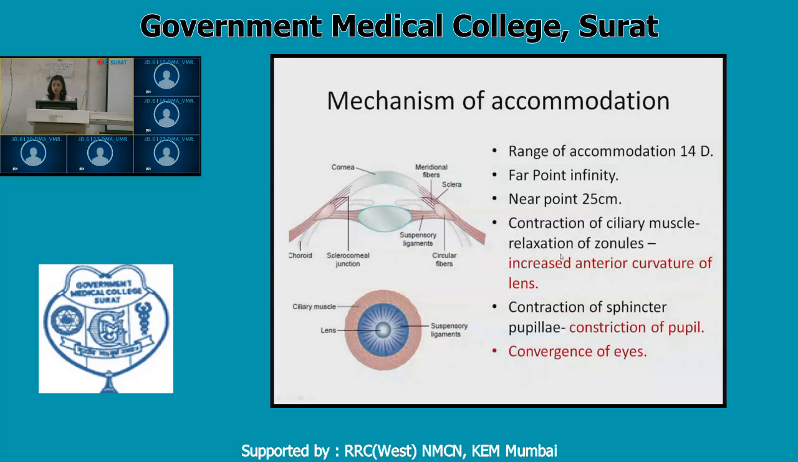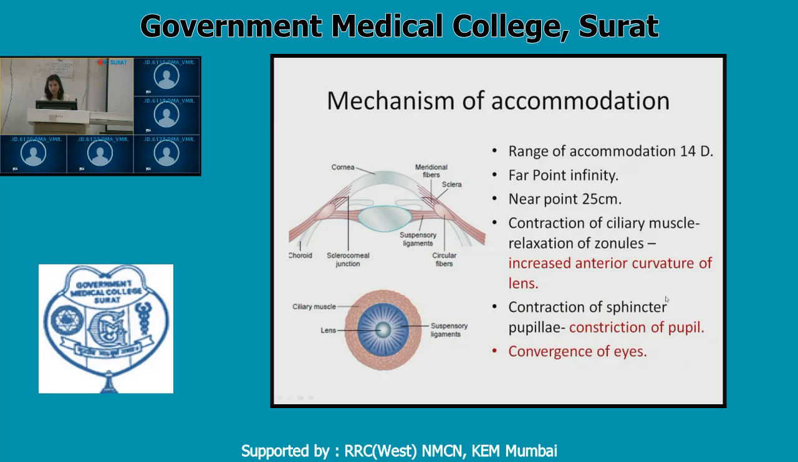The second change that takes place is contraction of sphincter pupillae, or the constriction of the pupil. Normal pupillary diameter can change from 1.5 millimeters to around 8 millimeters, and this can control the amount of light around 30 folds. So the amount of light entering the eye can change by 30 times by this pupillary diameter.